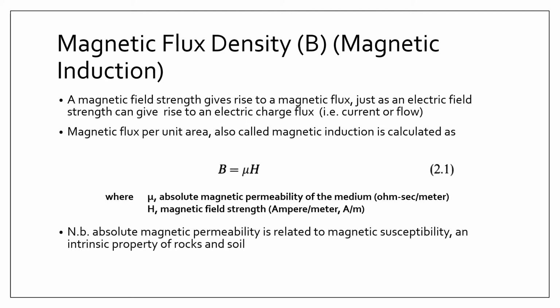And this can be calculated as a function of mu or the absolute magnetic permeability of your medium or your material, in units of ohm second per meter, multiplied by capital H or your magnetic field strength, which is expressed in ampere per meter, right? Now, take good note that the absolute magnetic permeability of your rocks and soil is related to the magnetic susceptibility, which is an intrinsic property of rocks and soil. But to be precise, it is a function of the mineralogy of your rock and soil. Alright, so we will be discussing the concept of magnetic susceptibility later on.